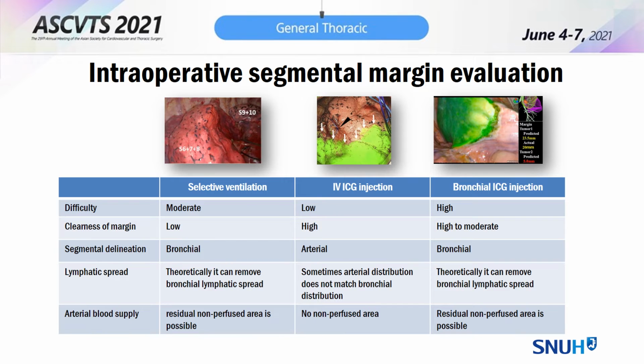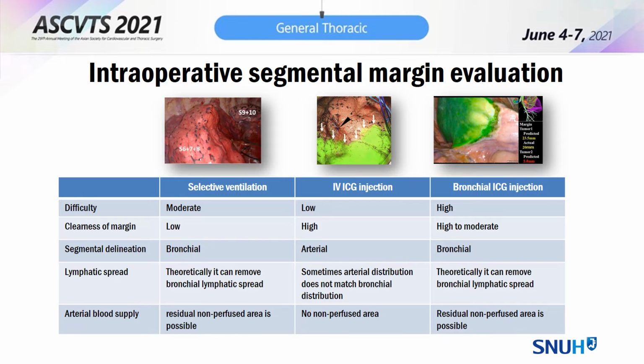The other issue is intraoperative segmental margin evaluation. There have been many different types of margin evaluation methods. I listed just three representative methods to identify the segmental margin. The first one is selective ventilation. The second one is intravenous ICG injection. The other one is bronchial ICG injection. The last one requires a navigation bronchoscopy.